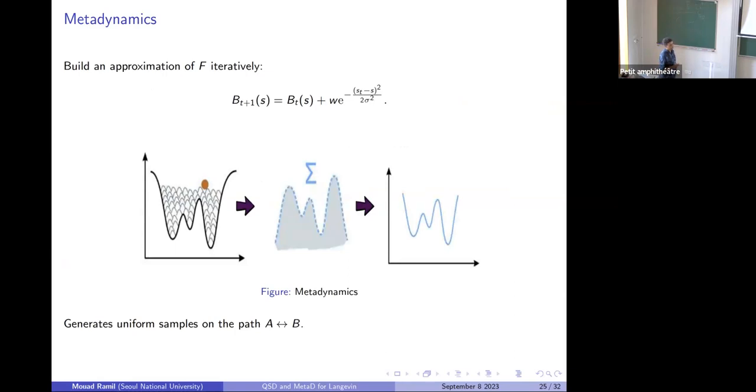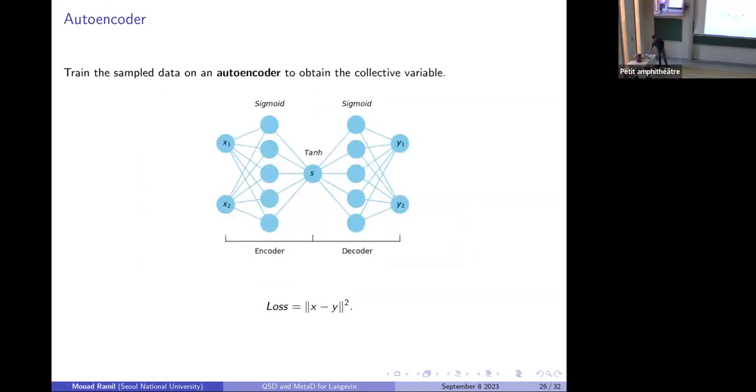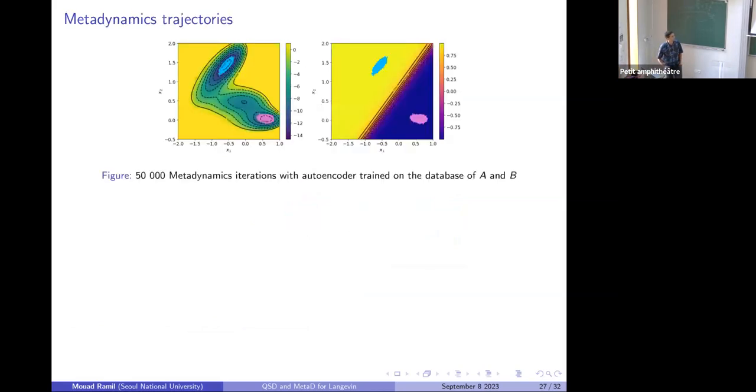And you keep doing that. It's like adding a bag of sand every time you visit a place until you fill the well. At some point, you end up filling all the wells, and you sample uniformly throughout the path. So if you have a good collective variable, which tells you this is the first state, this is the end state, then you can sample uniformly throughout the path by avoiding the metastability. So we use an autoencoder to obtain the collective variable.